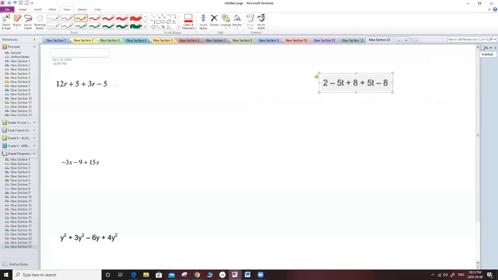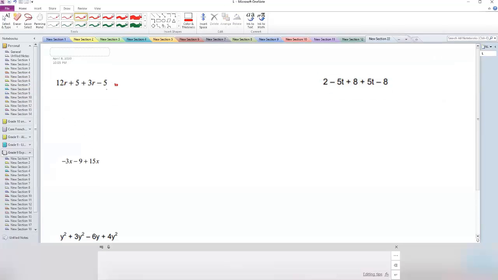Some examples here. Can I combine anything here? I see that 12R and the 3R are from the same family, so I can combine them. They are like terms. And the positive 5 and the negative 5 are like terms. The positive 5 and negative 5 cancel each other. So that means 12R plus 3R equals 15R. And this is how I can simplify it.